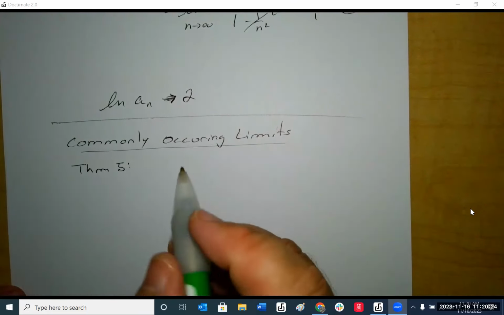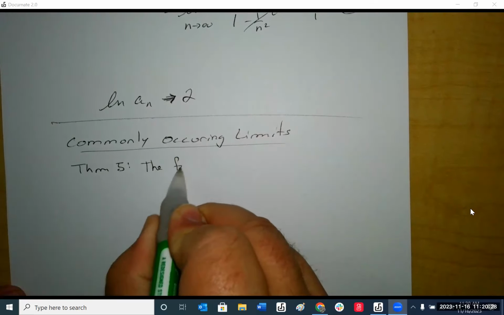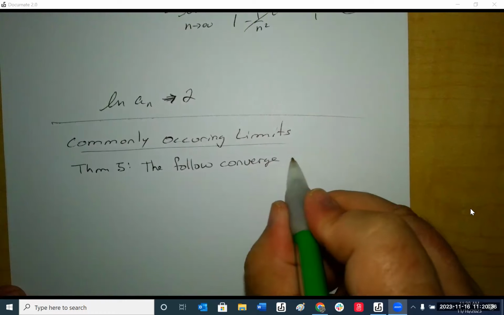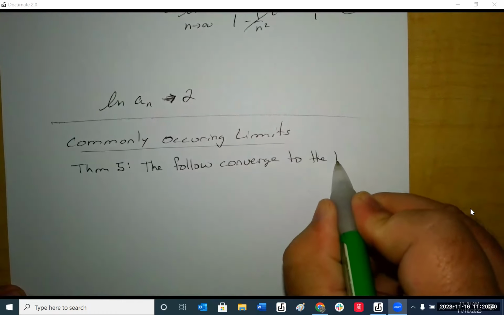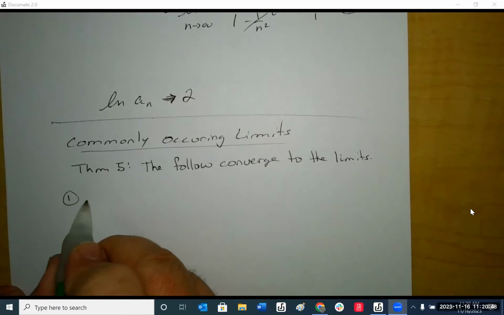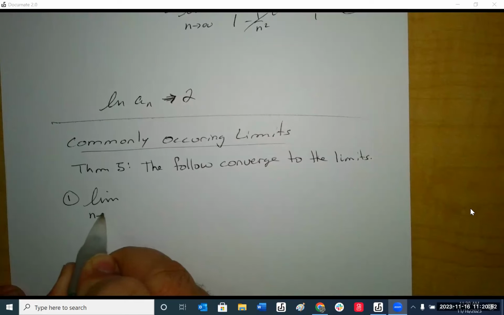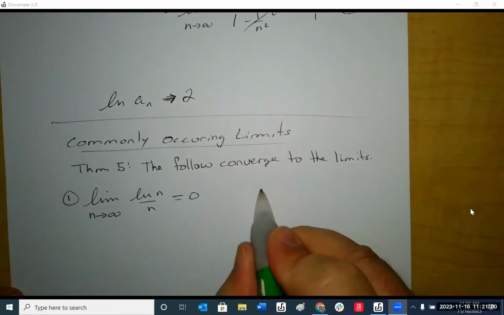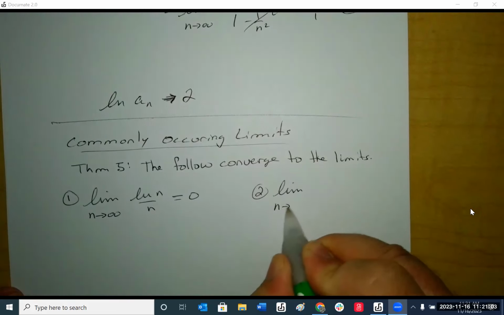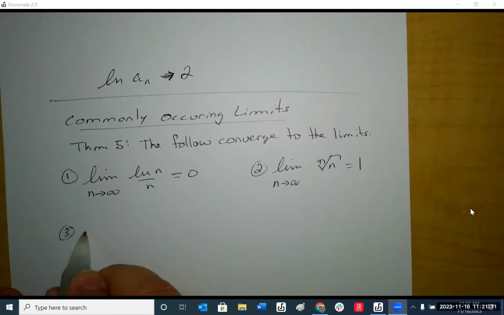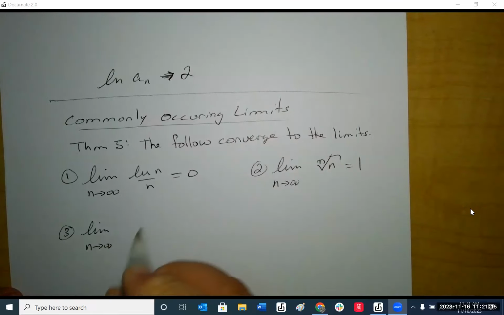Theorem 5. The following converge to the limits. The limit as n goes to infinity of ln n over n equals 0. The limit as n goes to infinity of the nth root of n goes to 1. The limit as n goes to infinity of x to the power 1 over n goes to 1.